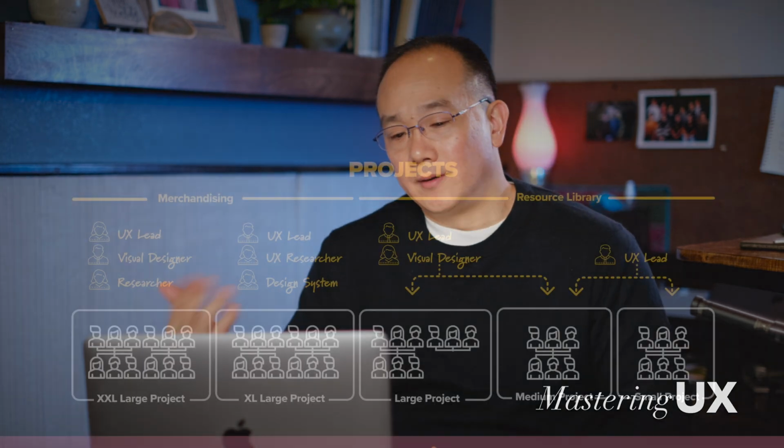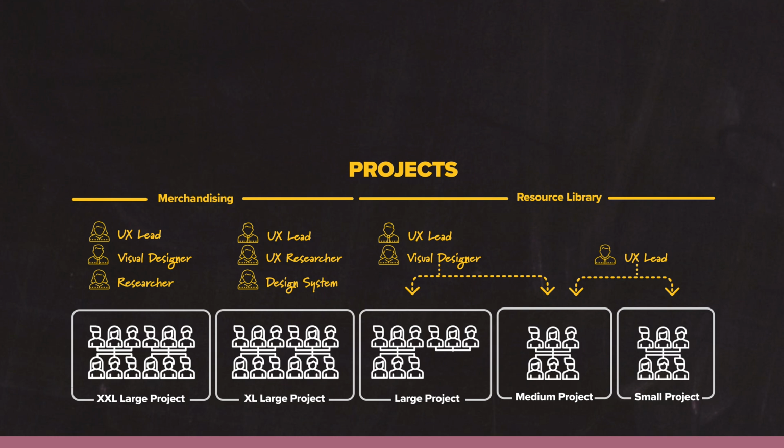So how would you staff this? Well, you might have UX resources that are just dedicated to the project. You've got a UX lead, a visual designer, and a researcher for this XXL project, and then you've got another extra large project. There's a UX lead, a UX researcher, and design system. So these two projects have the same amount of resources, but actually the extra large has a lot more demand. And then there's the same thing. There's a UX lead, a visual designer, and UX lead.